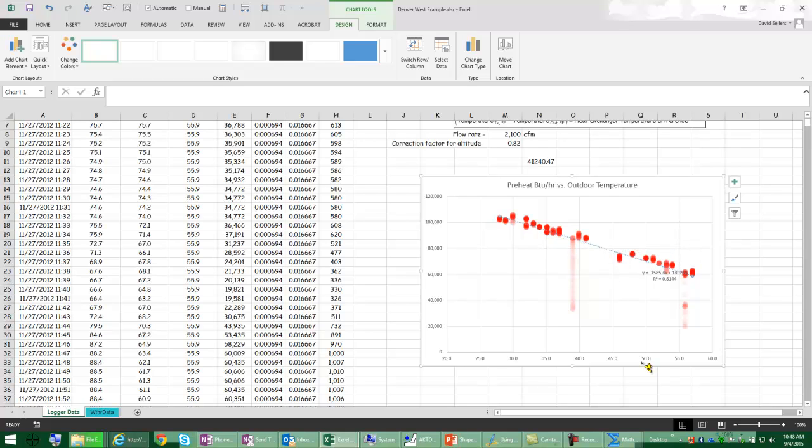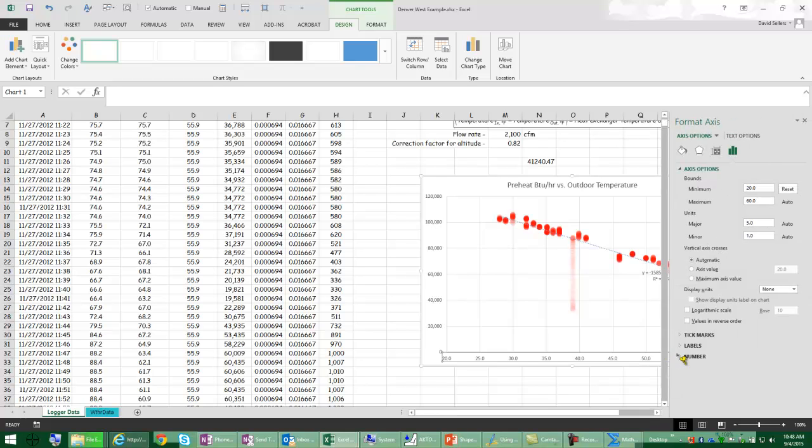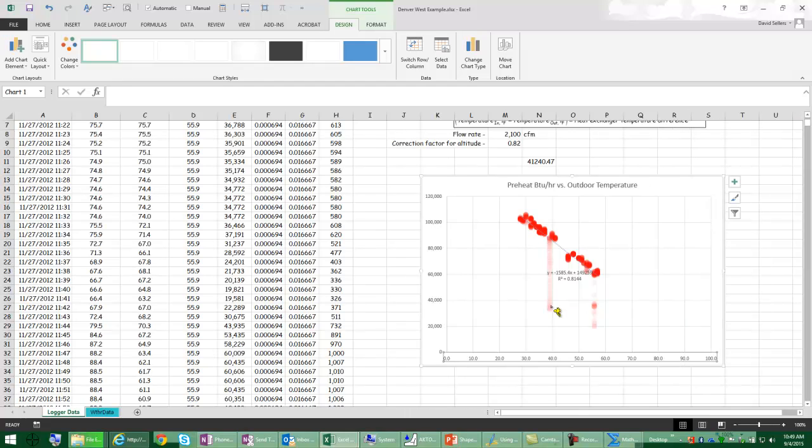Now if I expand this scale, there's another clue about an opportunity here. I'm going to expand the axis up to maybe 100 degrees because we know it gets up to 80 in Denver. So I expand the axis up to 100, and we know it could get as cold as 0. You would expect a preheat load to vary pretty linearly with outdoor air temperature. So the fact that a straight line is a reasonable curve fit, that's not a surprise.